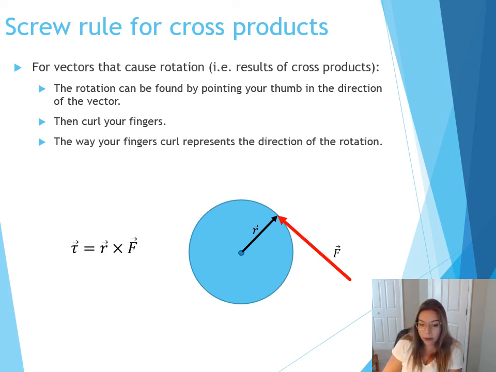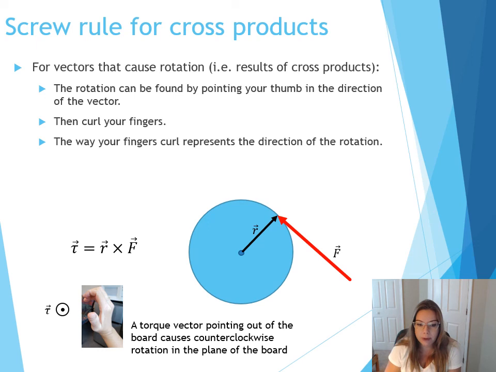So torque is the result of R crossed with F. Doing your right hand rule, put your pointer finger in the direction of R, put your middle finger in the direction of F. My thumb is coming out of the board. So torque, that vector tau, is coming out of the board. And if you point your thumb coming out of the board, the way that your fingers curl around gives you the direction of rotation. So my fingers are curling around counterclockwise.